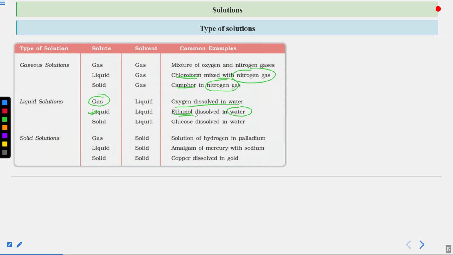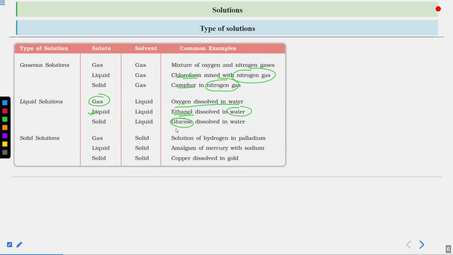So I will put a question to you. If you take oil in water, is it a solution? No, it is not a solution because they don't mix uniformly, as their polarity is completely opposite. So it is not a liquid type of solution. Then solid in a liquid, you can take the example of sugar in water. You can take the example of salt in water. Here we have taken the example of glucose dissolved in water.